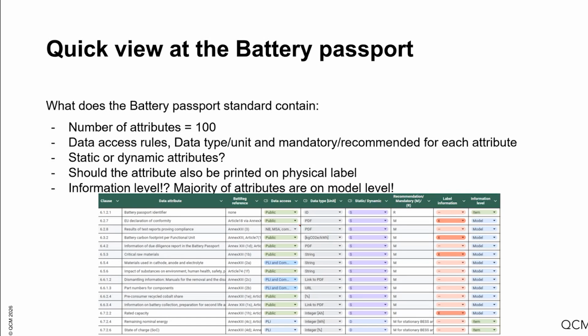And then a thing like here, it's printed on the label. Should the attribute be also printed on a physical label? And that's very important in a product like the battery, where you actually need to see on the product what is the battery. For example, there are fire hazards and stuff like that, and might be some toxic materials and stuff.